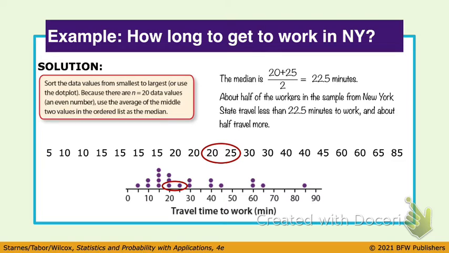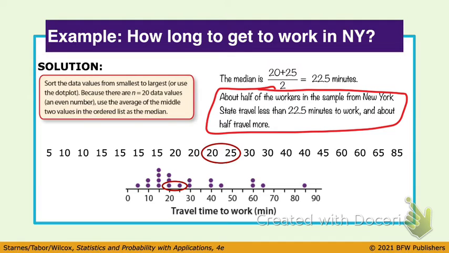Okay, so there's our interpretation right there. About half of the workers in the sample travel less than 22 and a half minutes to work, and about half travel more. So that's the idea of median. About half are less than 22.5 minutes, and about half are more.